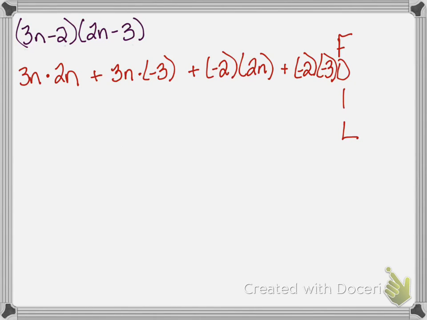Okay? 3n times 2n is 6n squared. 3n times negative 3 is minus 9n. Negative 2 times 2 is minus 4n. Negative 2 times negative 3 is positive 6.